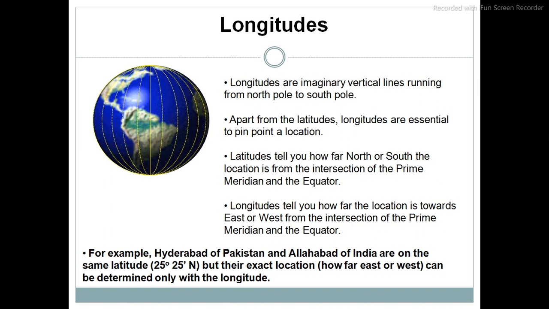Next, an explanation about latitudes and longitudes. For example, you can see Hyderabad of Pakistan and Allahabad of India are on the same latitude, 25 degrees 25 minutes north, but the exact location, how far east or west, can be determined only with the longitude.